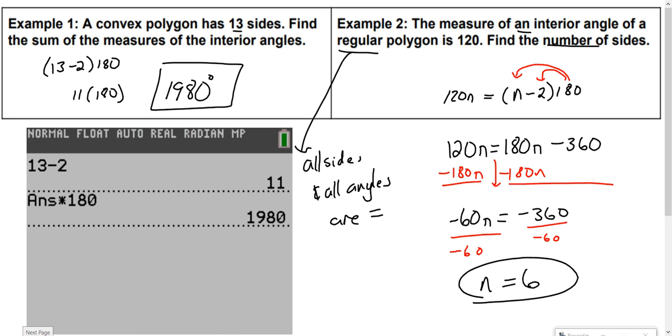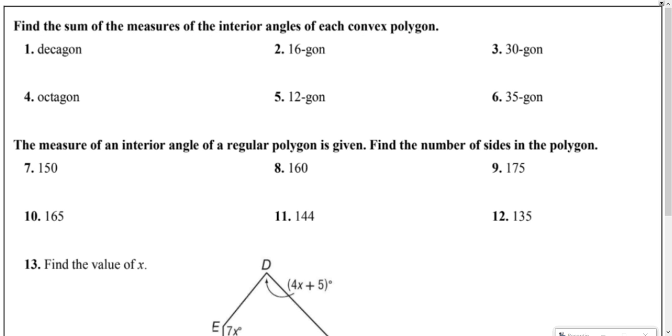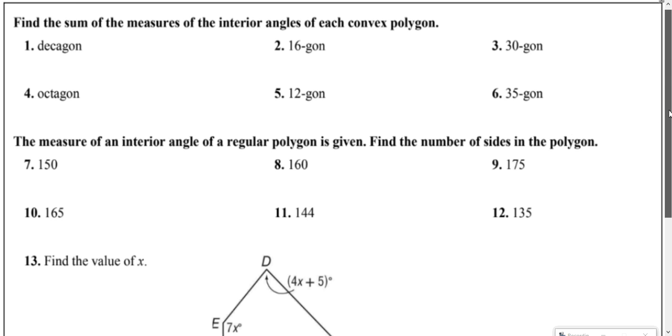All right, let's go to the next page. These are the kind of problems that you're going to have to do. So let's do a couple of these together. It says find the sum of the measures of the interior angles of each convex polygon. Now if you don't know what a word is, just look it up. You got your Chromebooks, look it up.